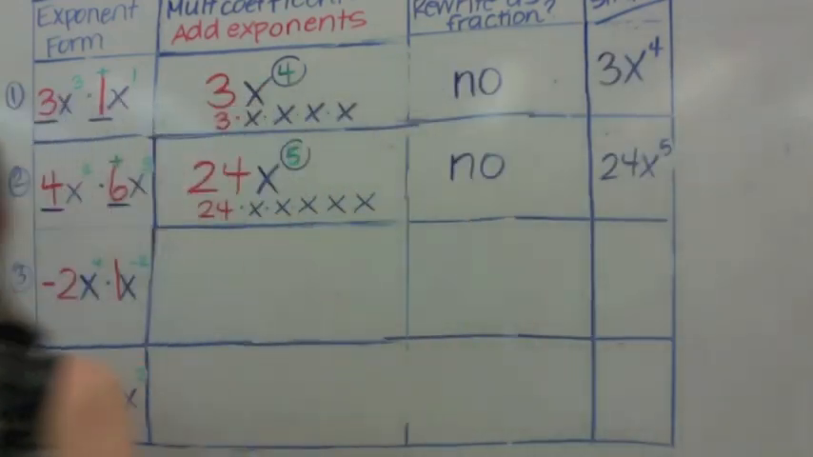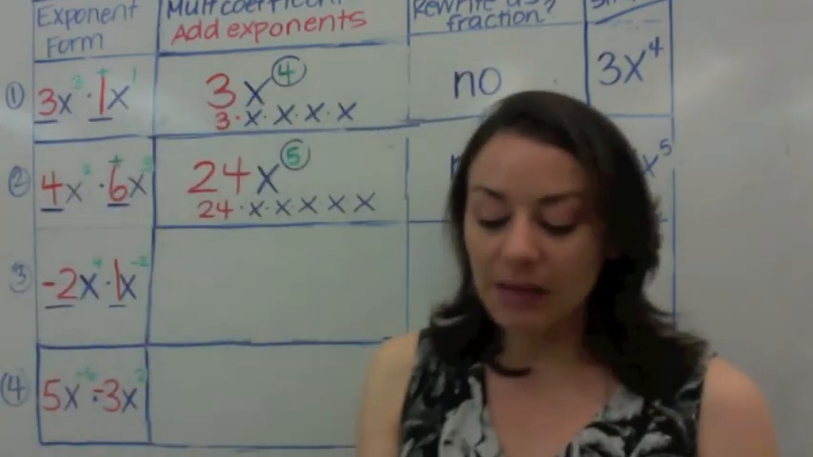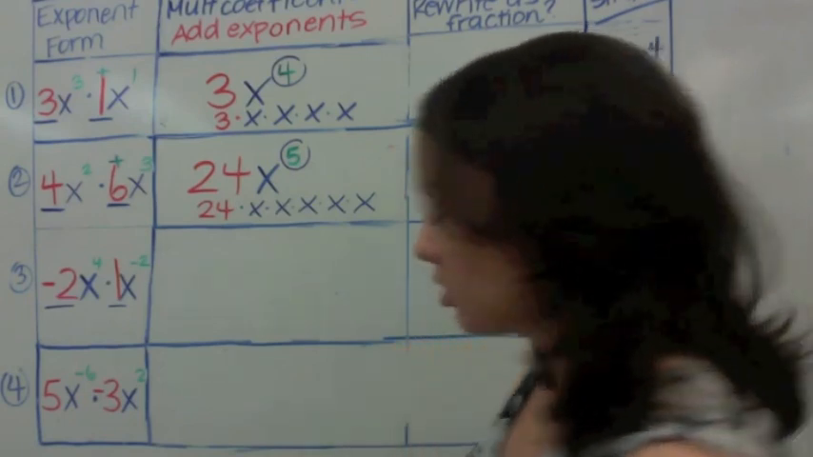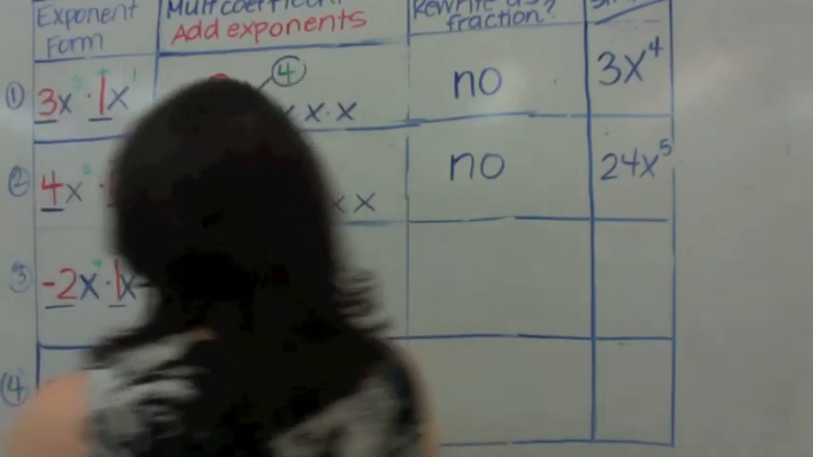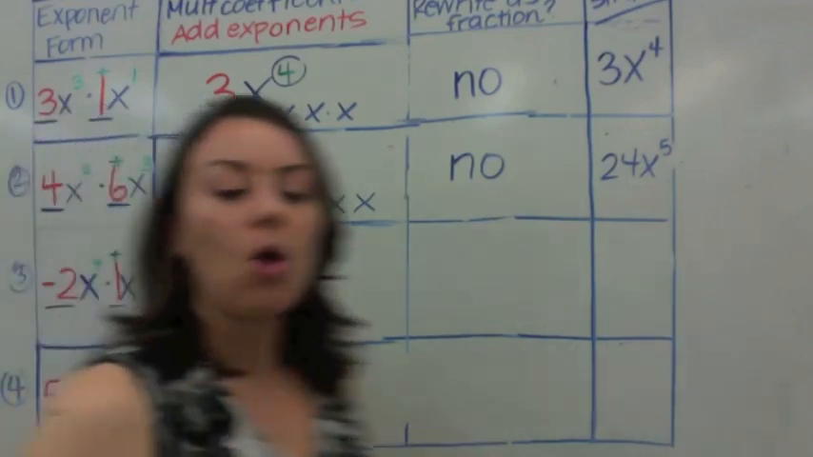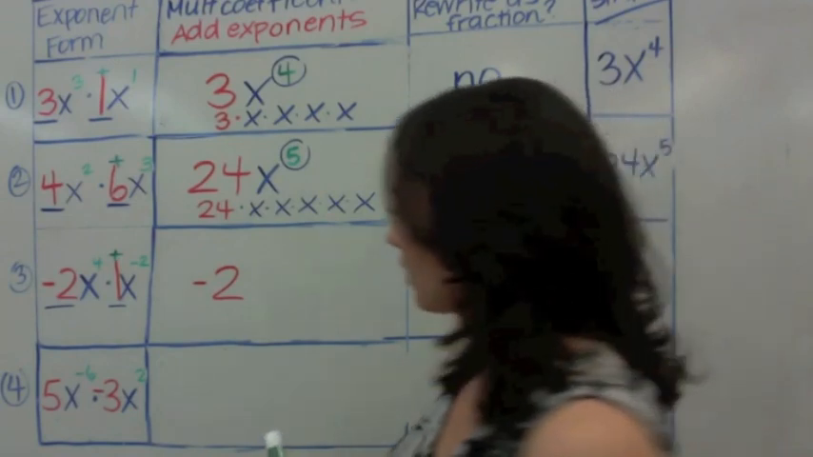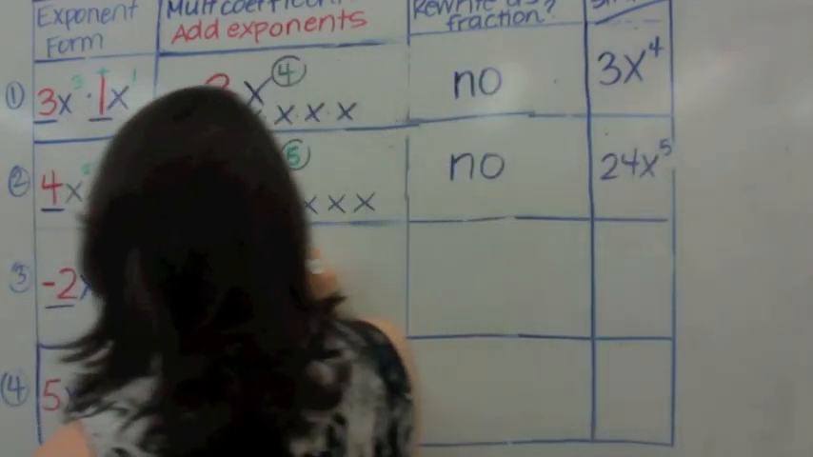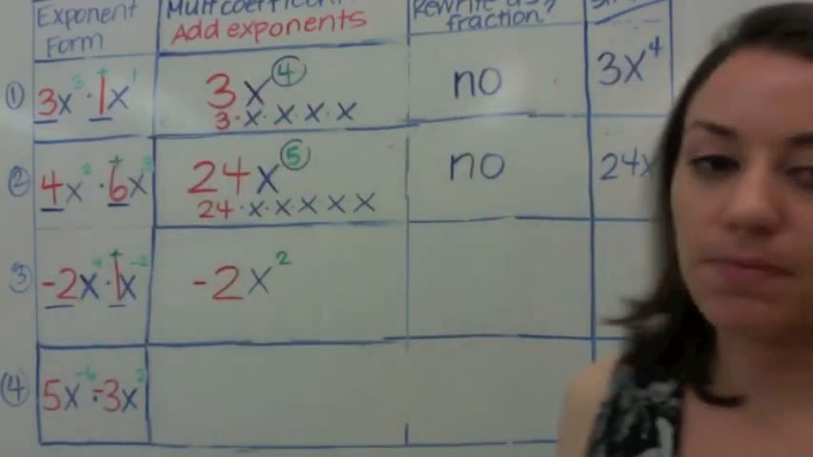So we're going to multiply the coefficients. What is negative 2 times 1? Any number times 1 is itself. So the coefficient will be negative 2. Now we're going to add exponents. This is 4 plus a negative 2. Well, 4 plus a negative 2 is the same as saying, what's 4 take away 2? So it's going to be x to the power of 2. So it should be negative 2x to the power of 2.